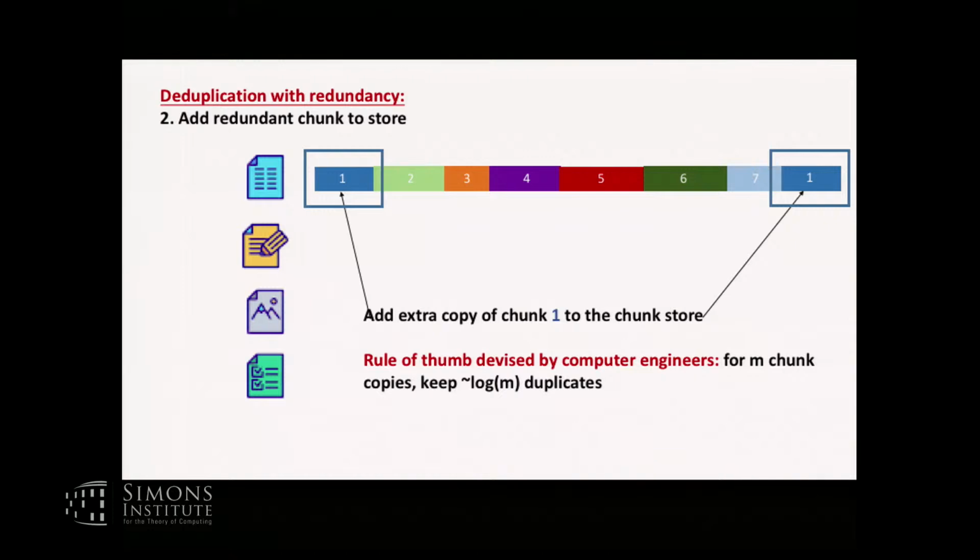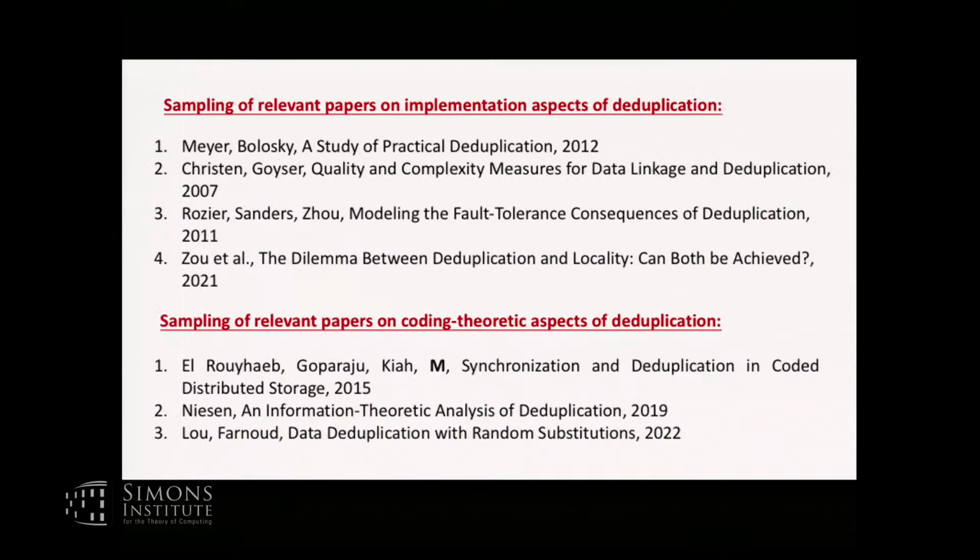So if a chunk is stored, let's say, 100 times, have at least 10 copies of that chunk. Don't deduplicate it to the bare single permutation level. So what has been done about studying these problems in a more mathematical way?